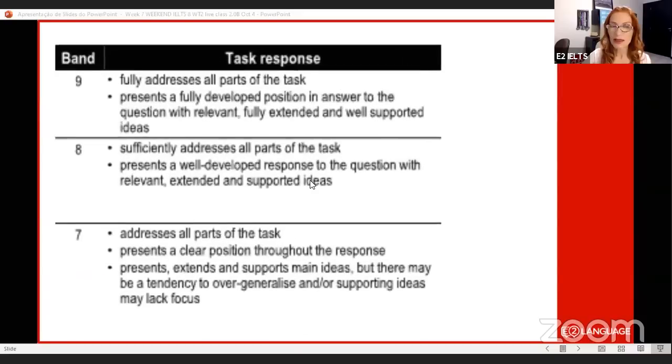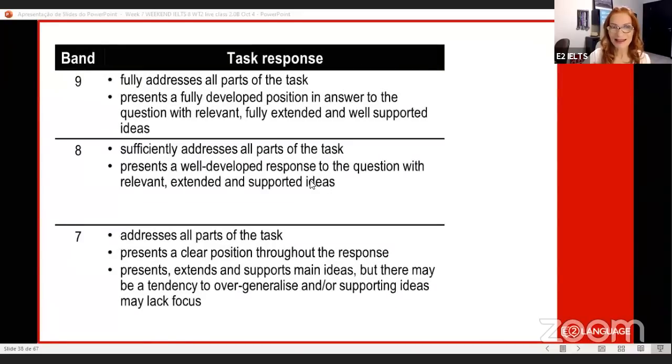Here we go. Let's consider the high score, 7, 8, and 9. So for 7, you address all parts of the task. What does that mean in this case? Advantages and disadvantages, a clear position throughout the response. So that's another band descriptor. It has to be a clear position. Presents, extends, and supports main ideas. So that you will do in the body paragraphs.